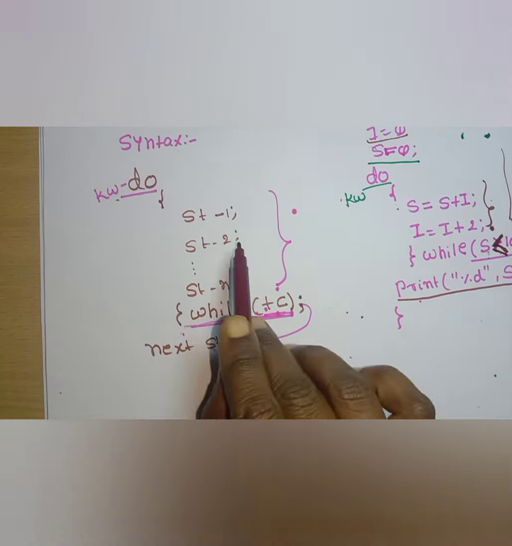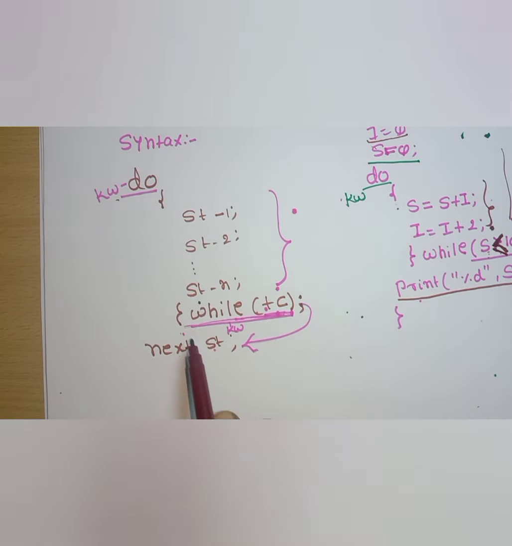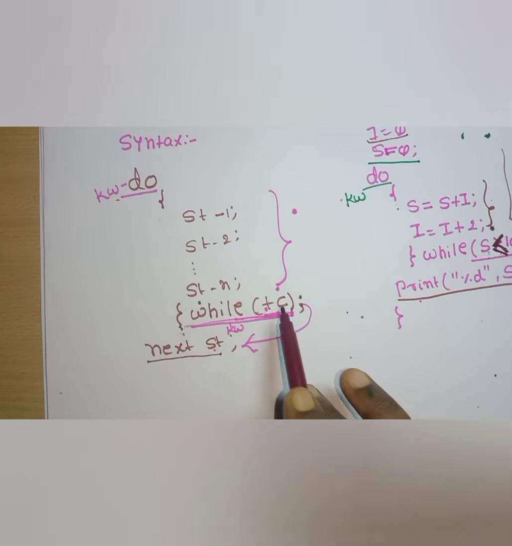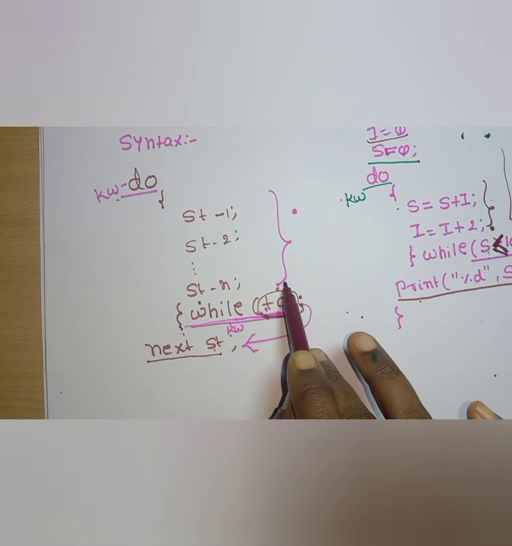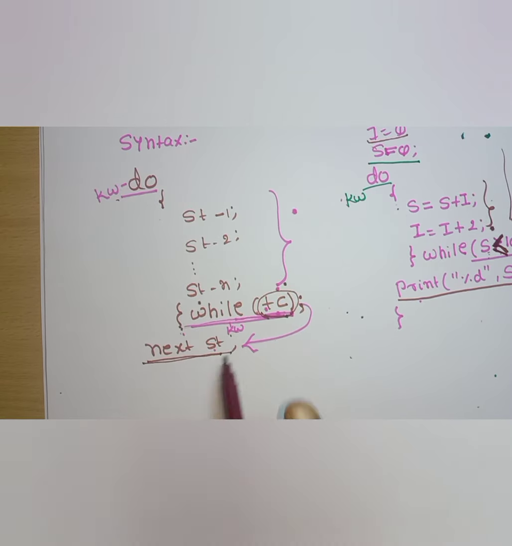Do, opening brace, statement 1, statement 2, any number of statements you can write here. At the end, after the closing brace, we write while and the test condition. Afterwards, we write the next statement. Till the condition is true, the body of the do statement is executed. When the condition is false, it executes the next statement.